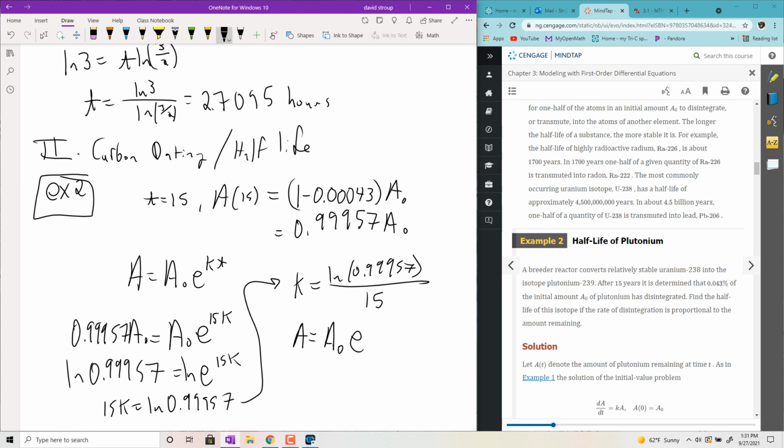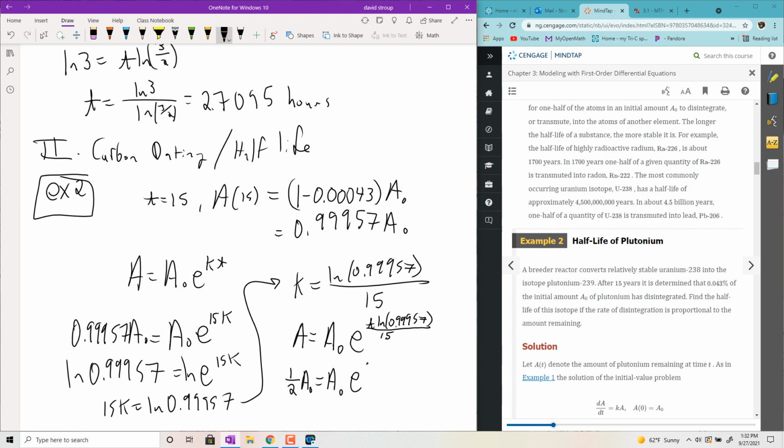Let's rewrite our equation using the constant k now. So we have t times ln of 0.99957 all over 15. And then we can set it equal to half the initial amount, and that will allow us to solve for t for the half-life.